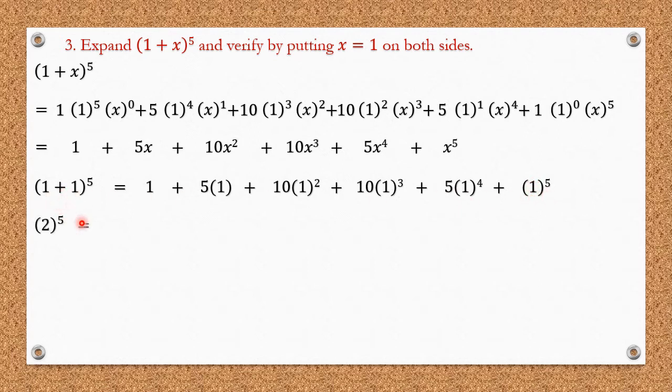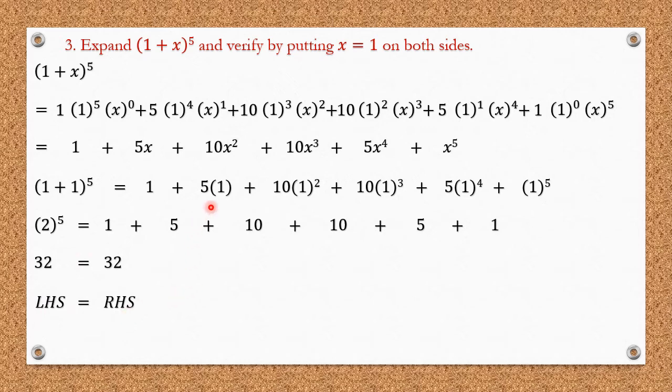Now we know that 1 plus 1 is 2 raised to 5. 1 will be 1, 5 into 1 is 5, 10 into 1 square is 10 itself, 10 into 1 cube is 10, 5 into 1 raised to 4 is 5, and 1 raised to 5 is just 1. 2 raised to 5 is 32, and when you add all these values you get 32. That means we have proved that left hand side is equal to right hand side.